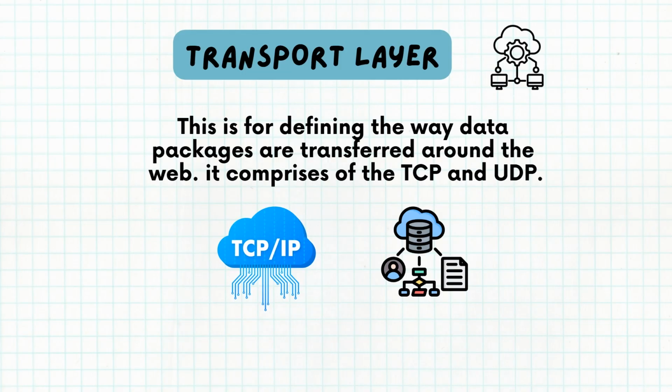Whereas UDP is a bit more careless. That means it doesn't really care or guarantee that whatever you sent over, you're going to receive that same amount of data without it being compromised. UDP is used mostly for streaming videos, where we don't care if we lose some of the packages on the way.